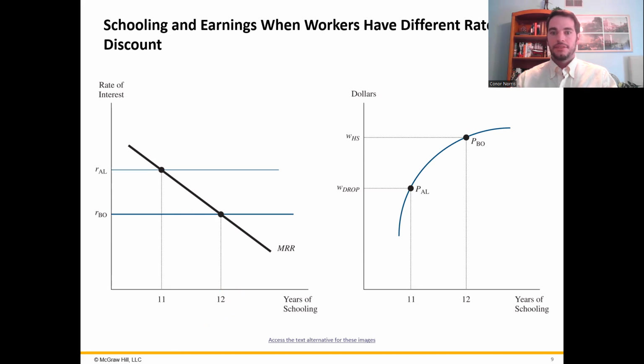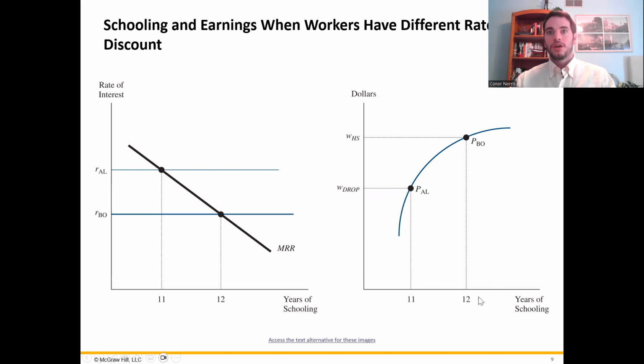Now that we can see their decision-making process, we can also turn to how it impacts their career earnings. So Al only has 11 years of education. So if we look at the years of schooling here, he has 11 years of schooling. As we trace that up to the curve, we see that this shows the wages that Al receives.